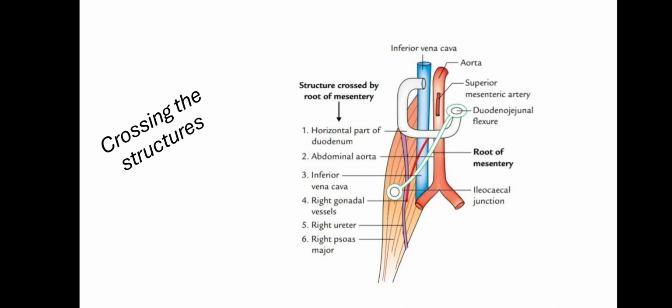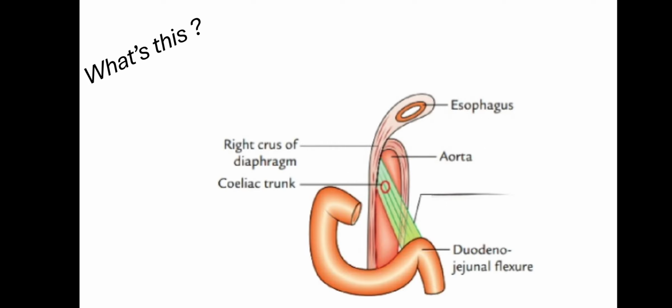Now it is said that the root of mesentery is known to cross certain structures when it is passing from the duodenojejunal flexure to the ileocecal junction. It is crossing the horizontal third part of the duodenum, the aorta, the inferior vena cava, the right gonadal artery, the right ureter, and the right psoas major. When the root of mesentery itself is crossing all these structures, the superior mesenteric artery and superior mesenteric vein are also known to cross all these structures, so that it is easier for you to remember.